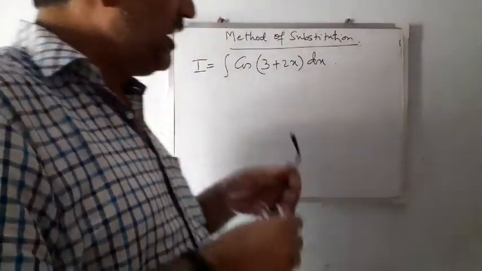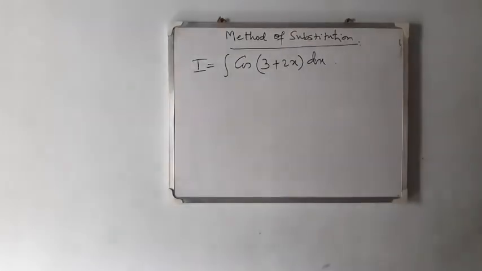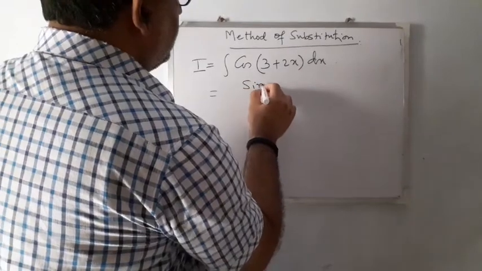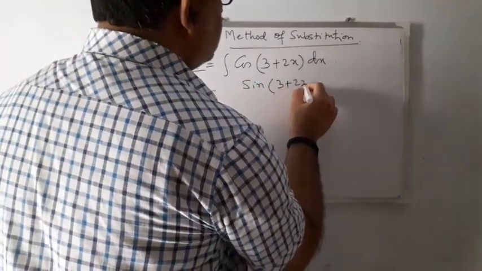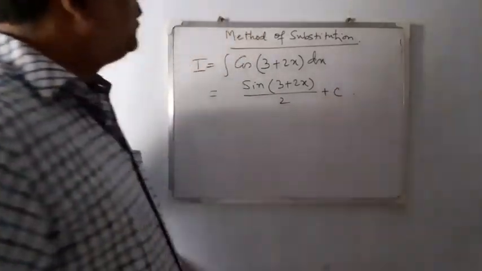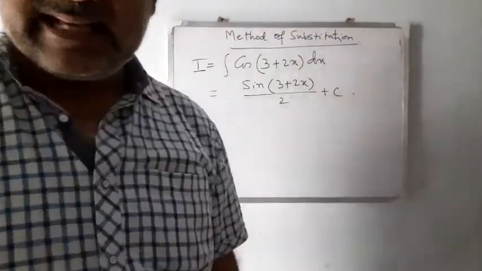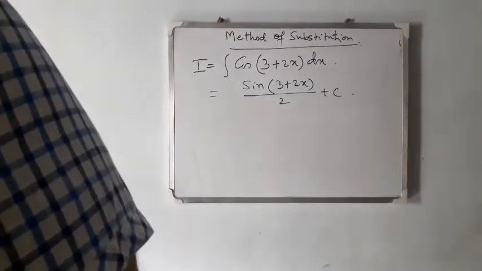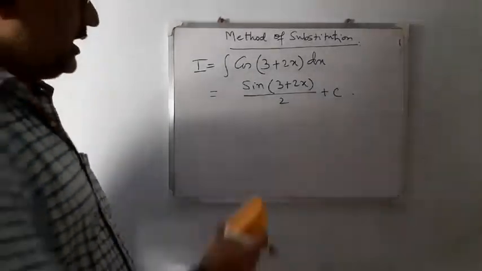I think all of you have done it. So now your answer will be sin(3 + 2x)/2 + c. How? You have taken 3 + 2x as z, and further you can integrate this very easily. Now let us move onwards.